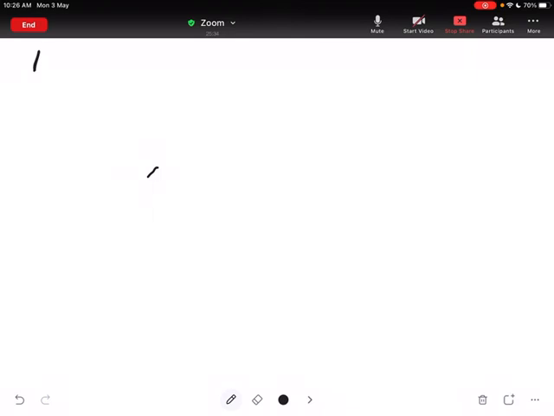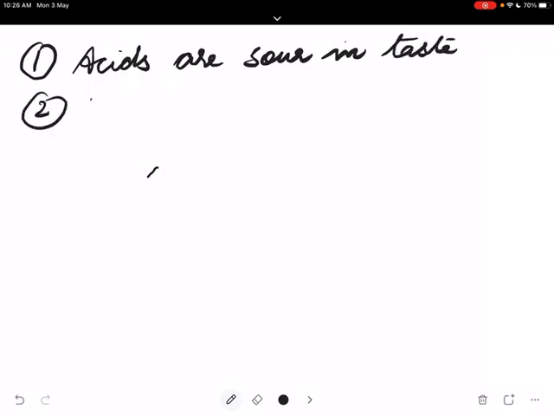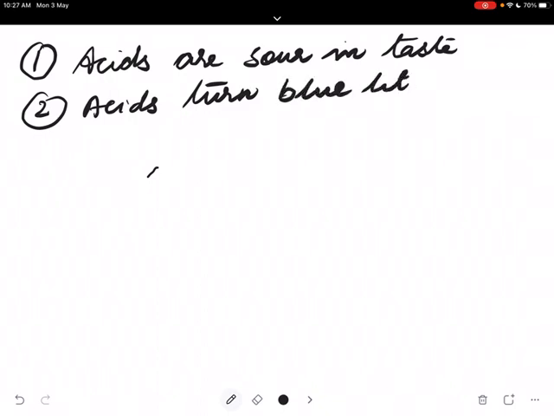So, what are the characteristics of acids? First one, acids are sour in taste. Number two, acids turn blue litmus to red. Acids turn blue litmus to red.